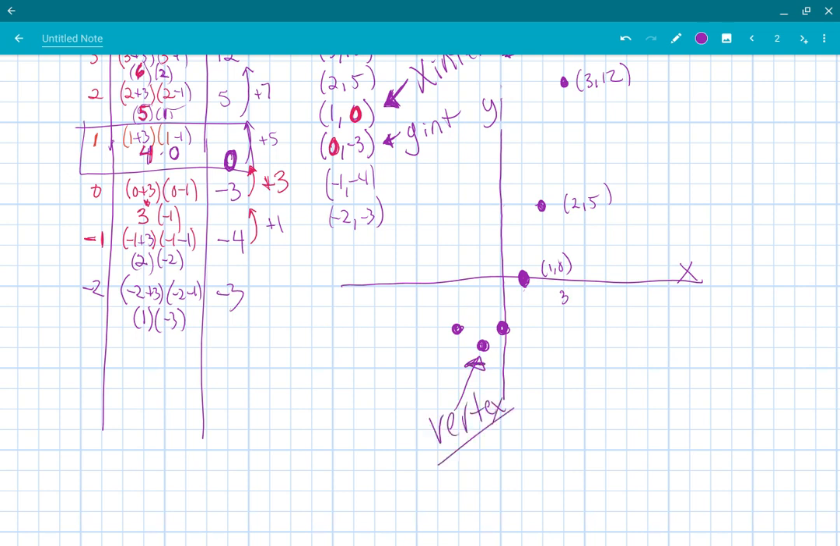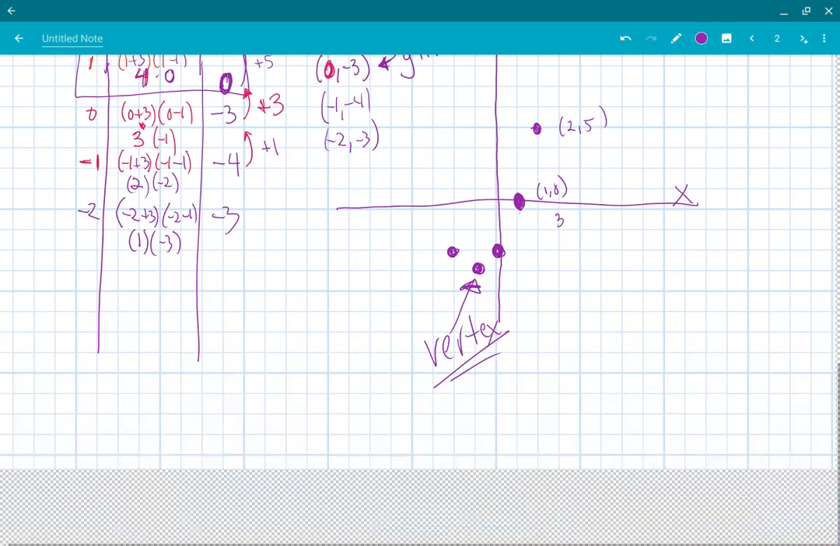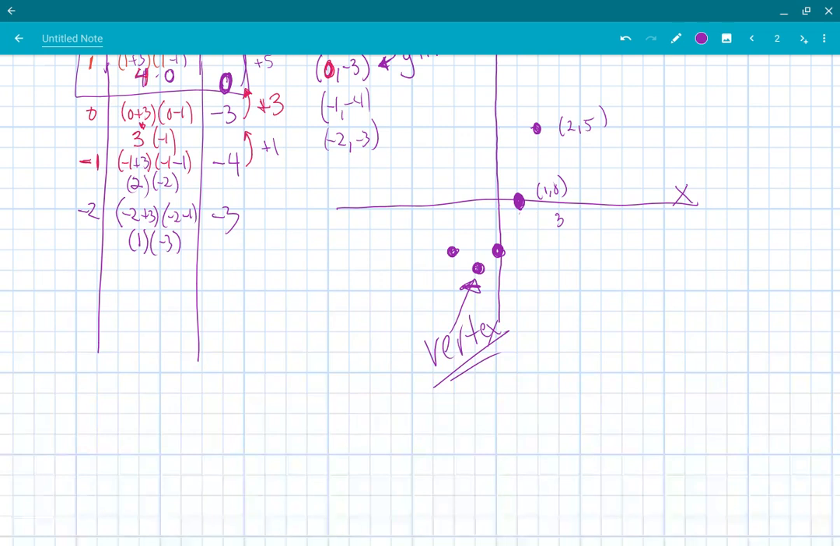Vertex. Let me scroll it up because I can see that it takes a few, like maybe 2 seconds from when I write it to when you guys can see it. So I apologize for that.